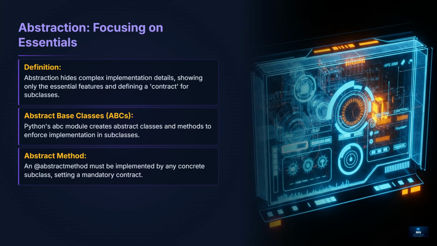Finally, we have abstraction, which is all about simplifying complex systems by focusing on what's essential and hiding unnecessary details. It defines a clear contract for how objects should behave without revealing their internal workings. In Python, abstract base classes, or ABCs, are crucial for enforcing this contract, requiring subclasses to implement specific methods. This principle is invaluable for creating robust and extensible architectures, like designing plugins that all conform to a universal interface.